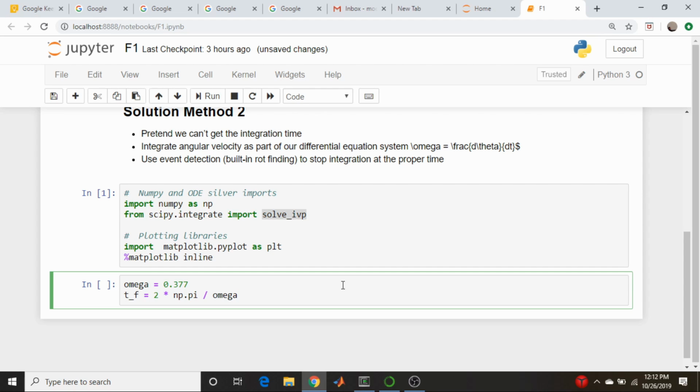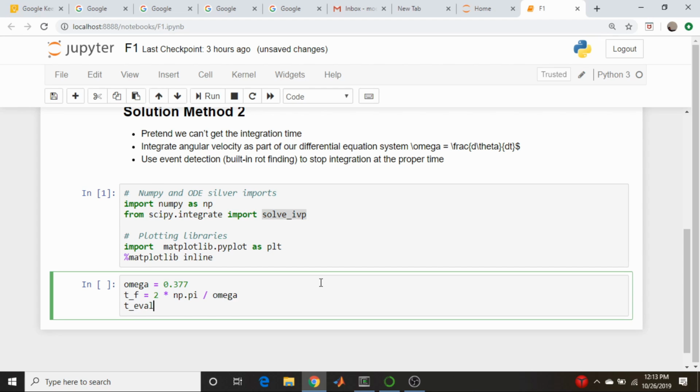Now we're going to need to pass in a bunch of numbers where we want to evaluate our solution. So I'm going to use the linspace command from the Numpy package, which creates a bunch of linearly spaced points. Let's do that, and I'm going to call that teval, for the times that we want the system evaluated at. That's going to be equal to np.linspace 0, and we're going to go to t_f. If you don't give another argument here, it just defaults to 100 points.